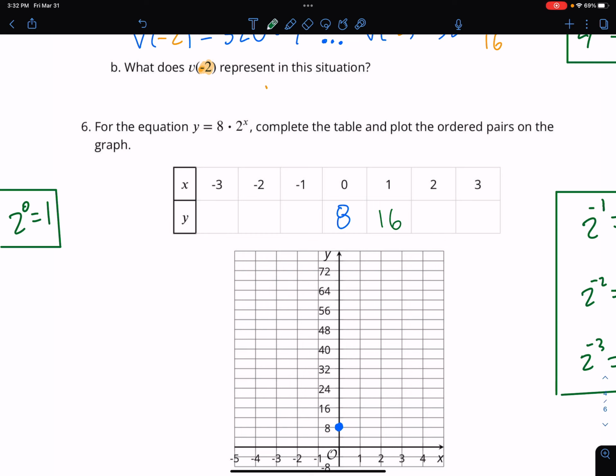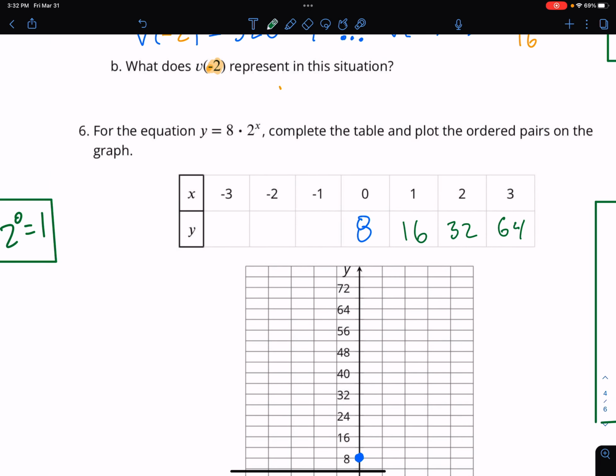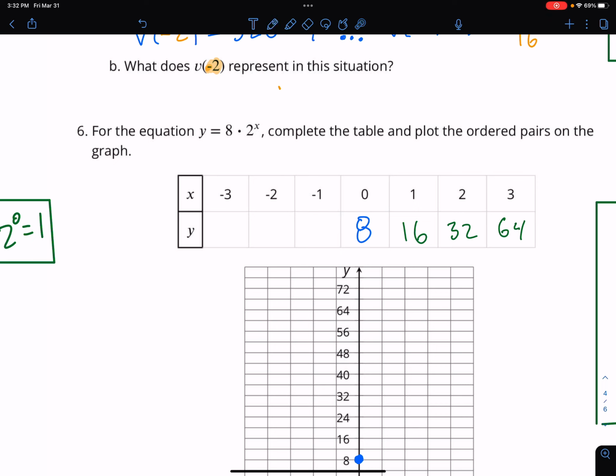And then it's going to double again. 2 times 16 would be 32. And then 2 times 32 would be 64. And I think that's probably the easiest way for most students to feel comfortable with figuring this out. You're just going to know, here's where we're starting with 8, and we just keep multiplying times 2 over and over and over again. That's the whole point of these exponential functions.